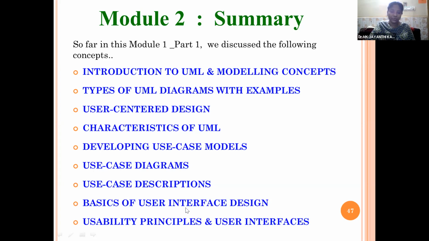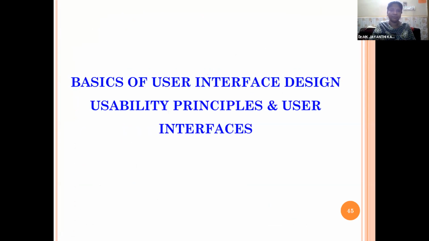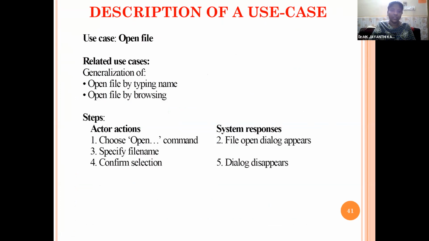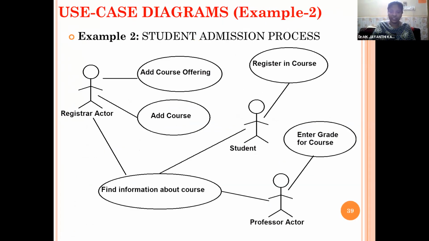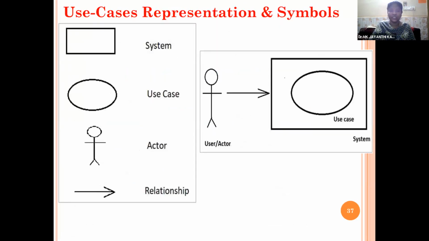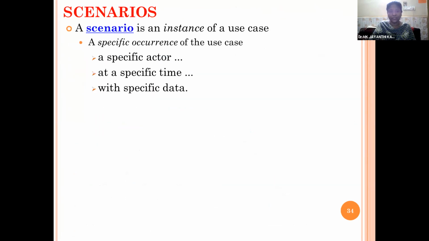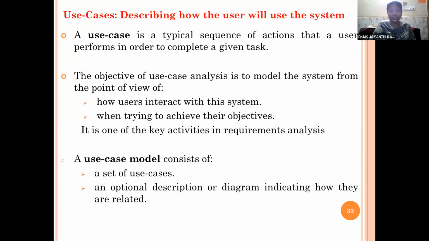So while making the user interface design in our use case diagram, what are the constraints or rules and regulations we need to follow, usability principles and user interfaces. So these are some of the topics we discussed so far. Then how to draw the use case diagram for the given scenario. The various notations associated with use case representation. Then what is use case diagram, what is scenario, how to create a use case model.